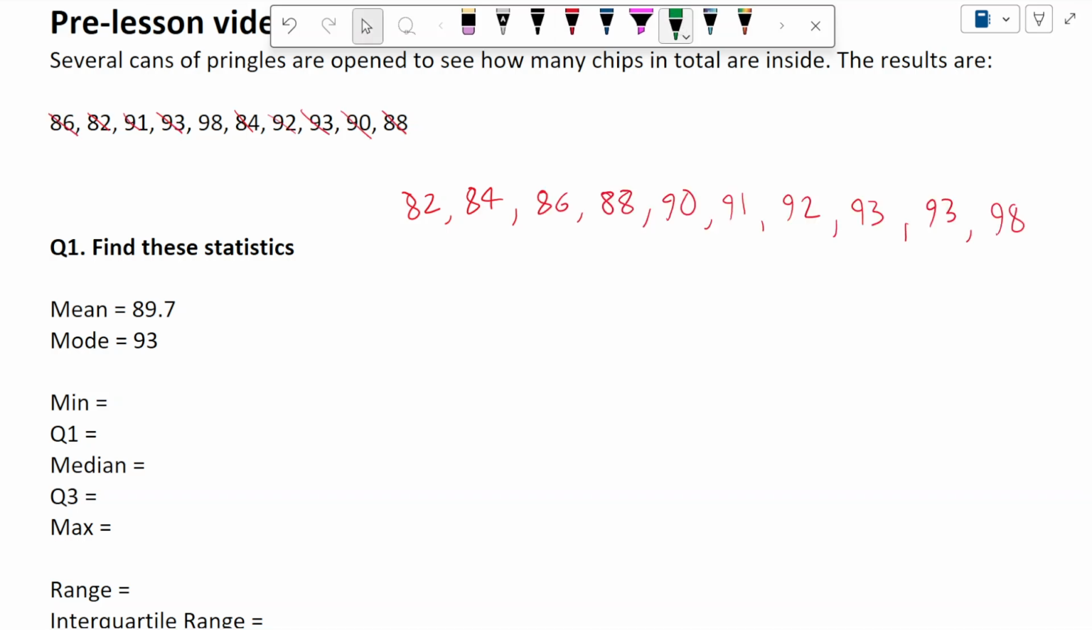All right, once we get our data all in order, there is our minimum and there is our maximum. So we can pop these 2 in. So we've got 82 and we've got 98.